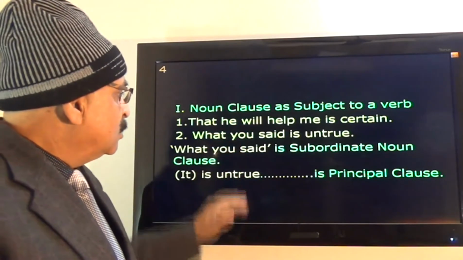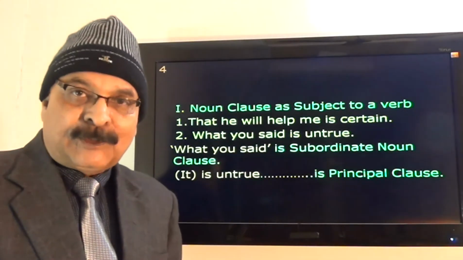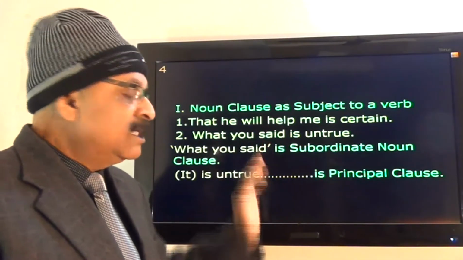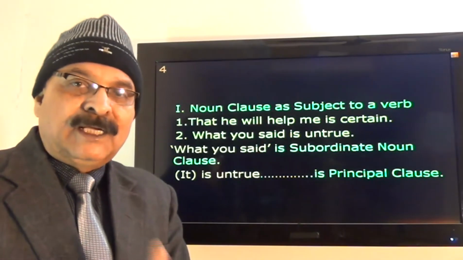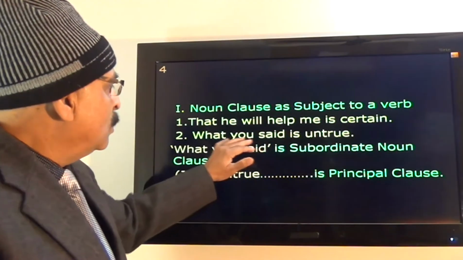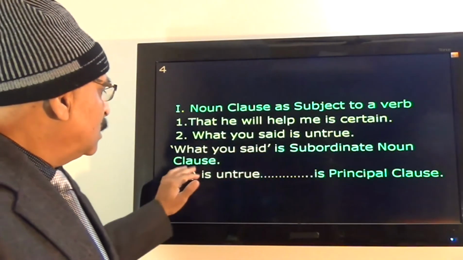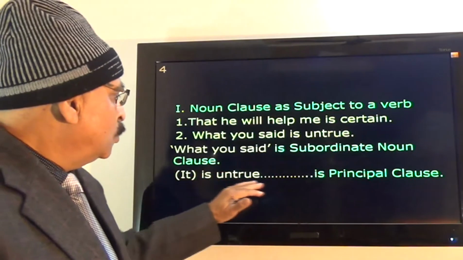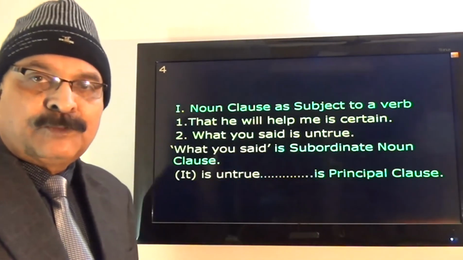What you said is untrue. What you said, something is untrue, something is the subject. And you can say something is untrue. In this sentence, something is the subject, and something can be replaced with a subordinate noun clause. This, what you said. So what you said is the subordinate noun clause and is untrue. This is the principal clause, right? Let's proceed further.